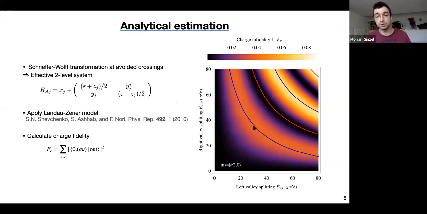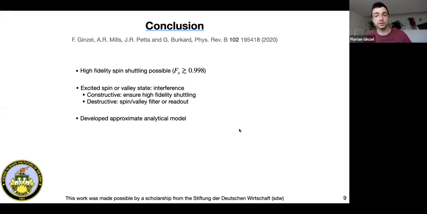And thus to conclude, just let me say, I've shown you that high fidelity spin shuttling is in principle feasible, even with non-optimized parameters such as I used here. If, however, you were to shuttle the excited spin or valley state, then you would see some interference effects due to Landau-Zener effects in a fast protocol, that is. Constructive interference is really good because it gives you a really high shuttling fidelity. These were the spots where you had almost perfect shuttling.